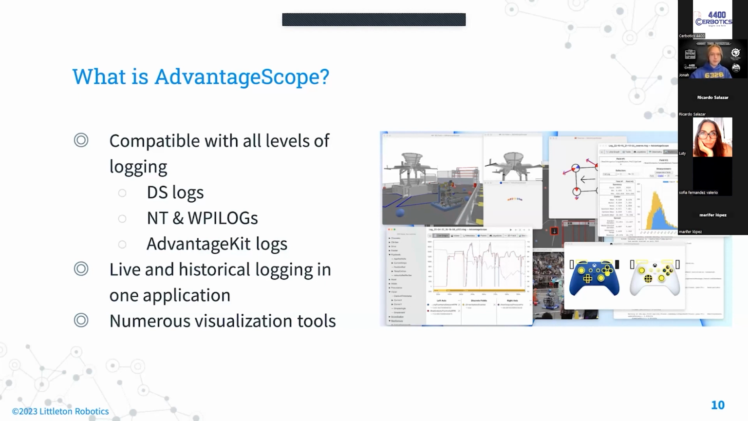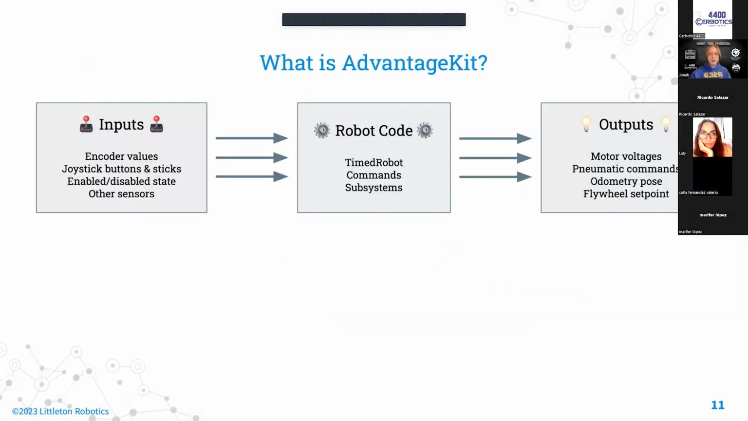Okay, I want to switch gears for just a moment and talk about AdvantageKit. AdvantageKit is the last tool here, and it is 6328's library that we've developed for level 3 logging. Now, to understand level 3 logging in general, we need to simplify our view of the robot code.